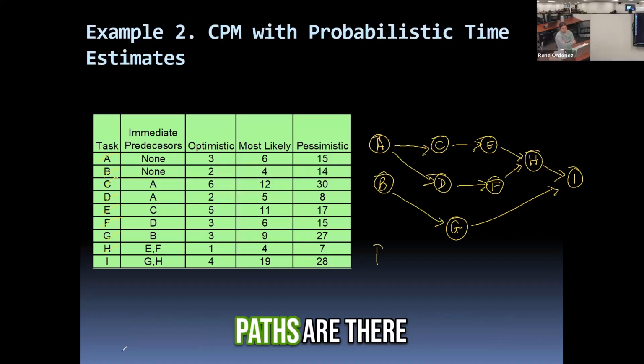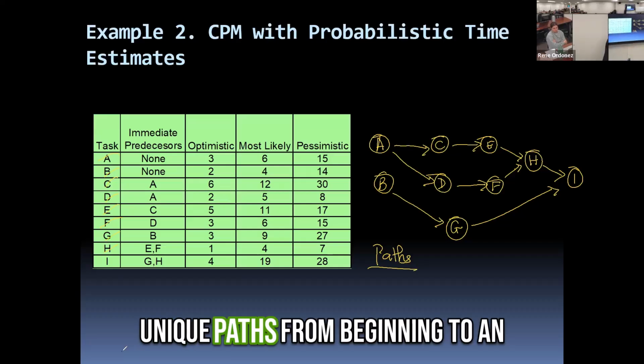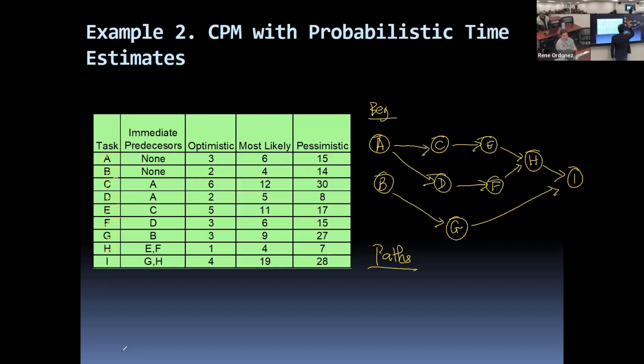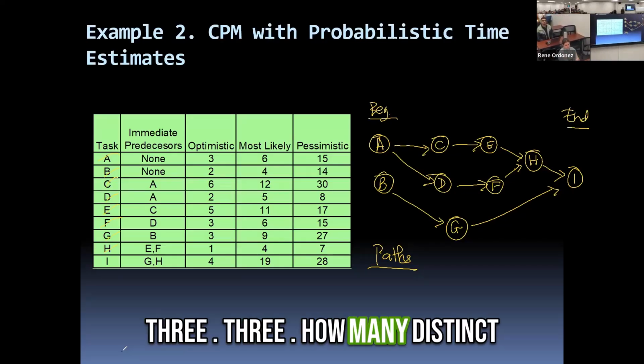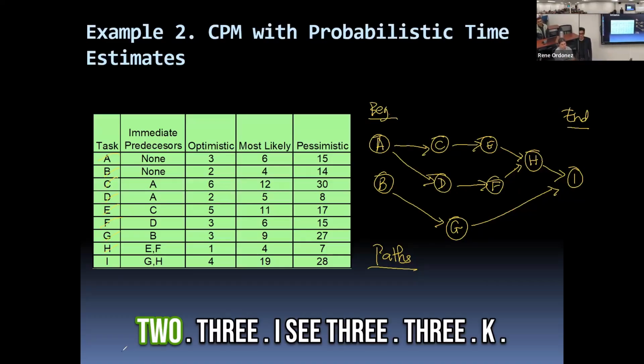Now, how many paths are there? Unique paths from beginning to end. Here's the beginning and here's the end. Three. How many distinct paths do you see? I see three. Three, okay.